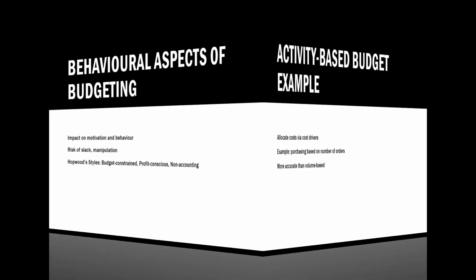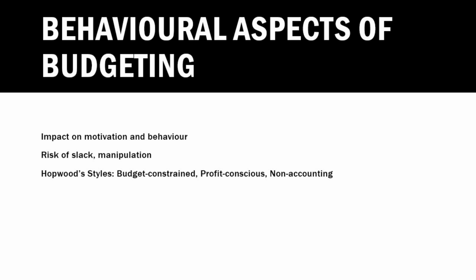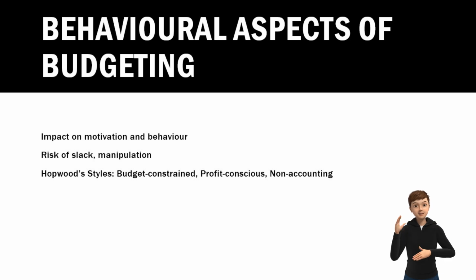Budgets also affect behavior. They can motivate, but they can also lead to slack, manipulation, or short-termism. Hopwood identified 3 styles. The budget-constrained style emphasizes meeting short-term budgets. The profit-conscious style balances budgets with longer-term profit. The non-accounting style focuses on wider, non-financial measures. These styles highlight the behavioral dimension in budgeting.